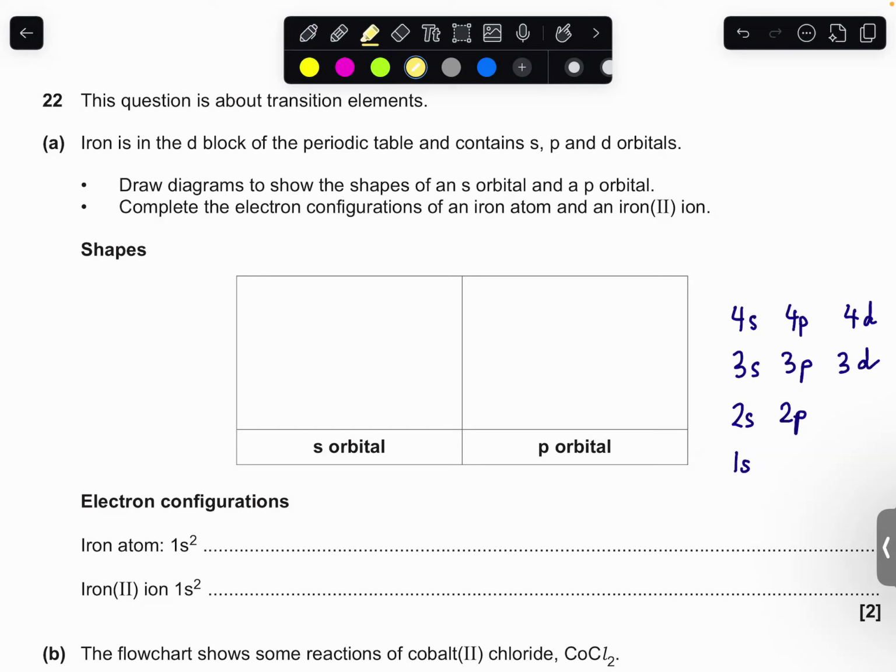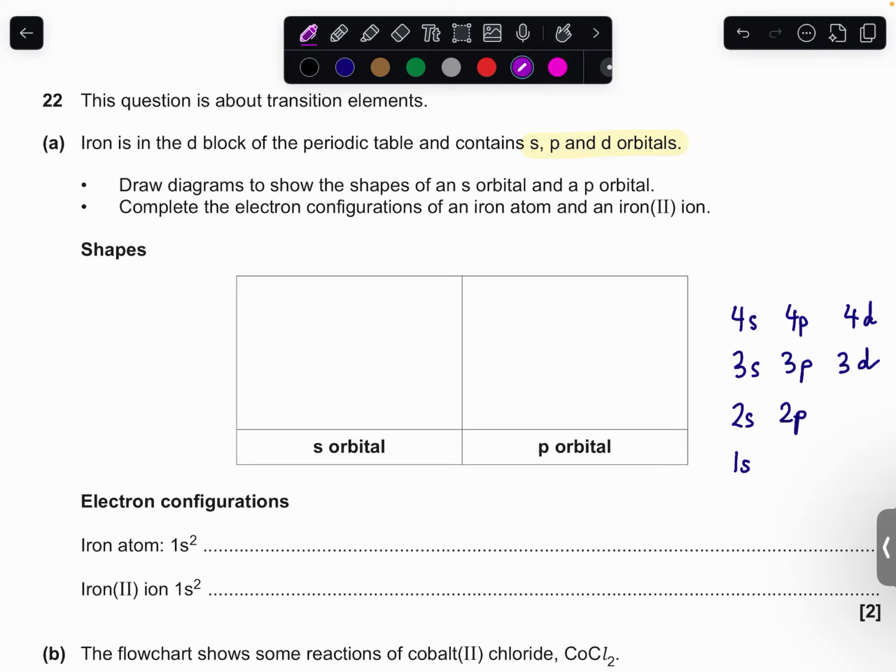And in particular, it's talking about iron. Iron is in the D block of the periodic table and contains S, P, and D orbitals. Draw diagrams to show the shapes of an S orbital and a P orbital, so a single S and a single P orbital. Complete the electron configuration of an iron atom and an iron 2+ ion. This is question 22A.